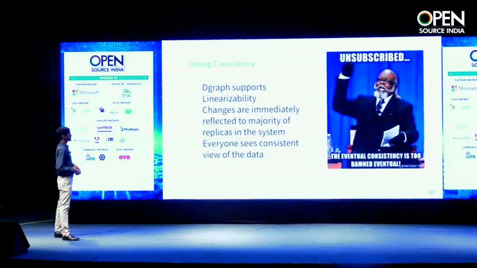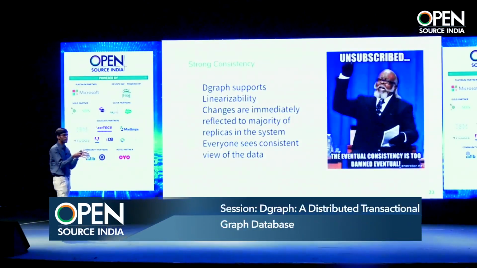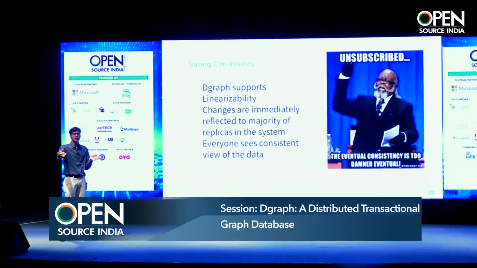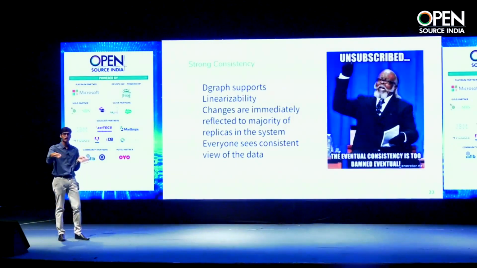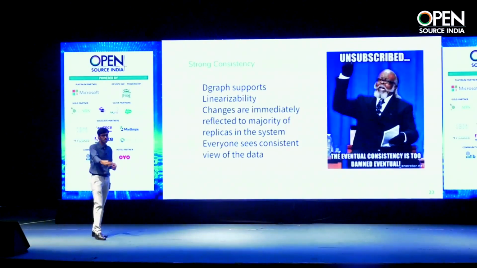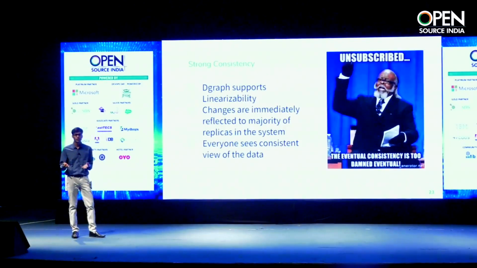So Dgraph is linearizable. What that means is that there is a total order of events. So you know what sequence of transactions were done, and because you know the order of transactions, you also know what the final state of the data is, and that is going to be consistent. And unlike eventual consistency, if you write something to the database and then read it back, you will see exactly the data you wrote. You're not going to see some old data. So everyone sees a consistent view of the data.